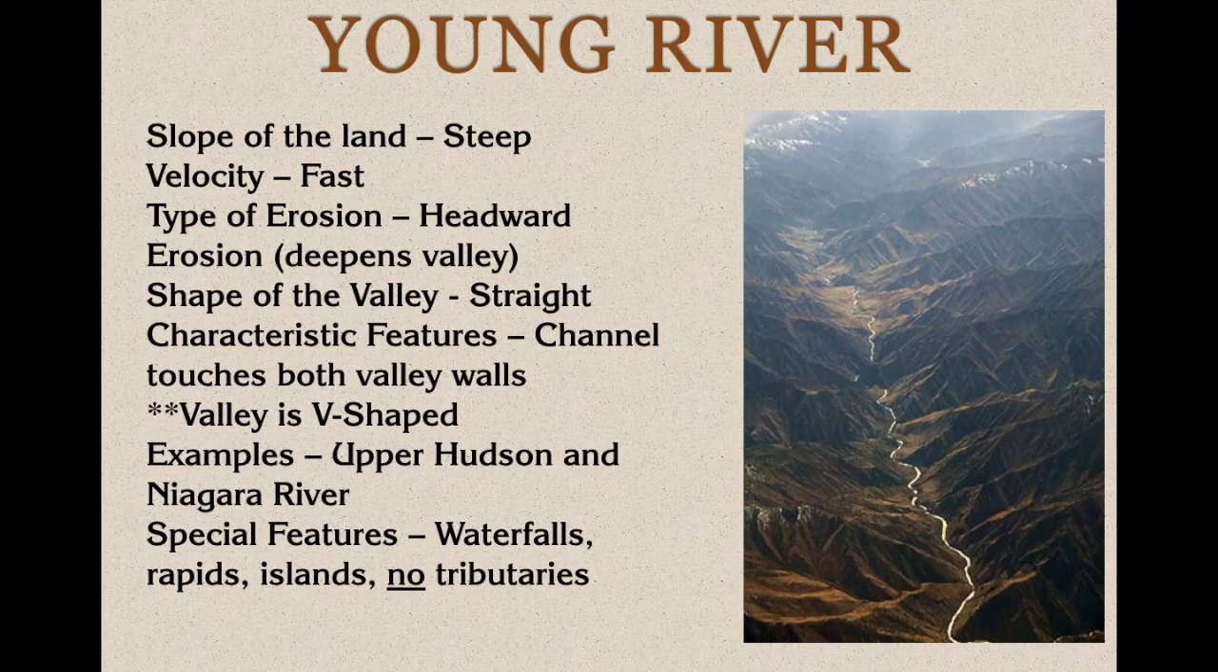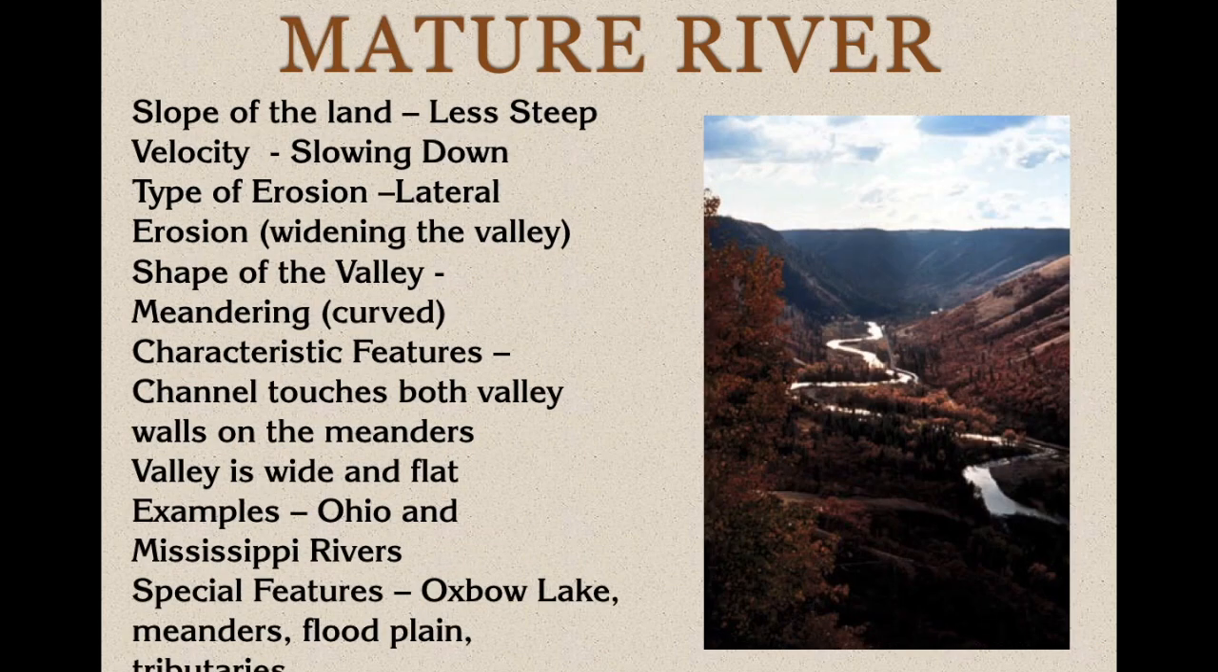Here are some facts about a young river, usually very steep, fast, usually going to be very straight in a V-shaped valley, while a mature river is generally going to be less steep. It's generally going to start slowing down. It's going to be more lateral, kind of to the side, dropping off things to the side. And then basically it's going to be more of a meandering river, which is a curved river.